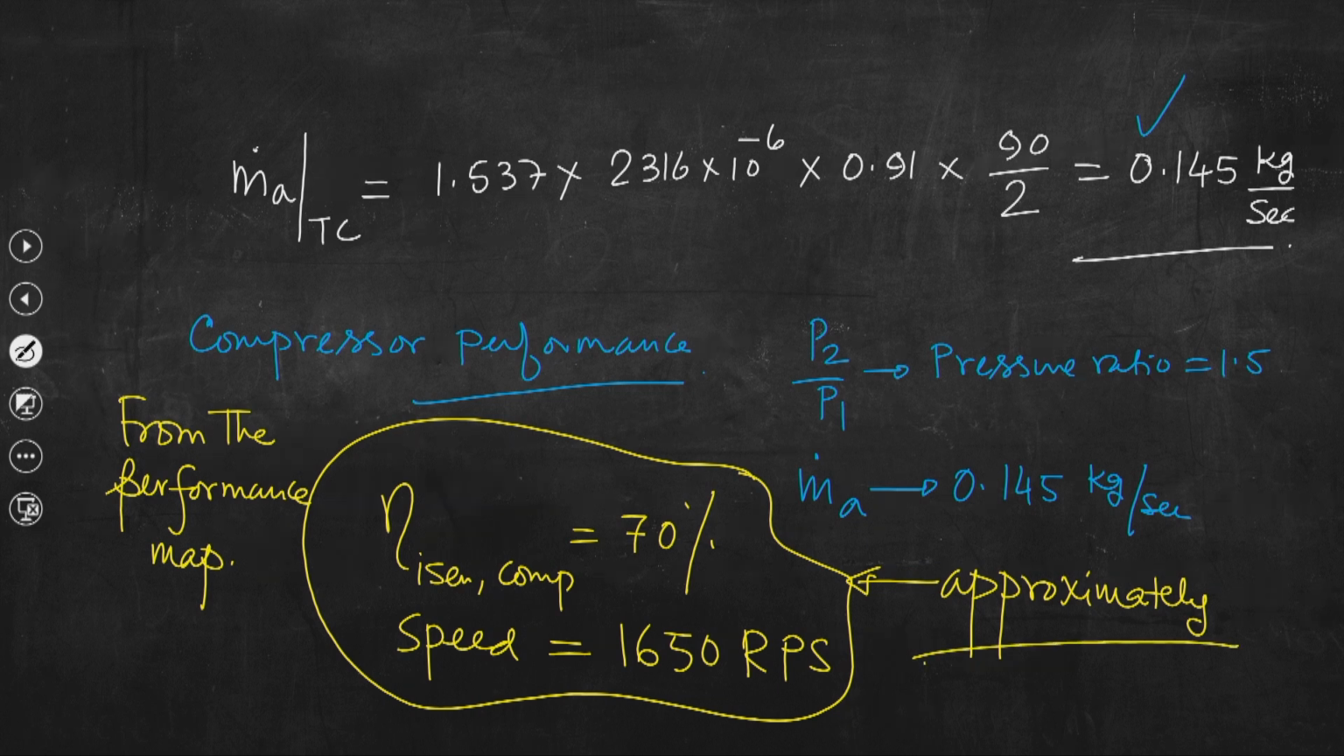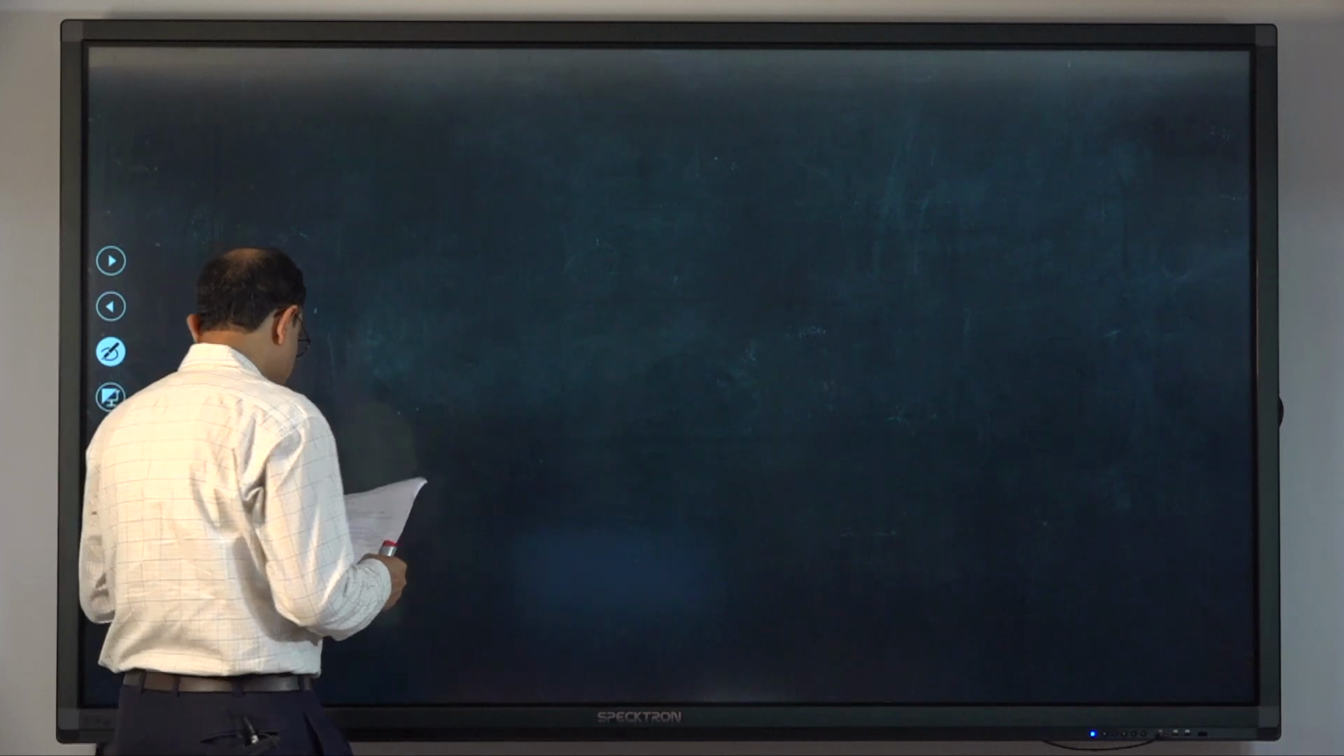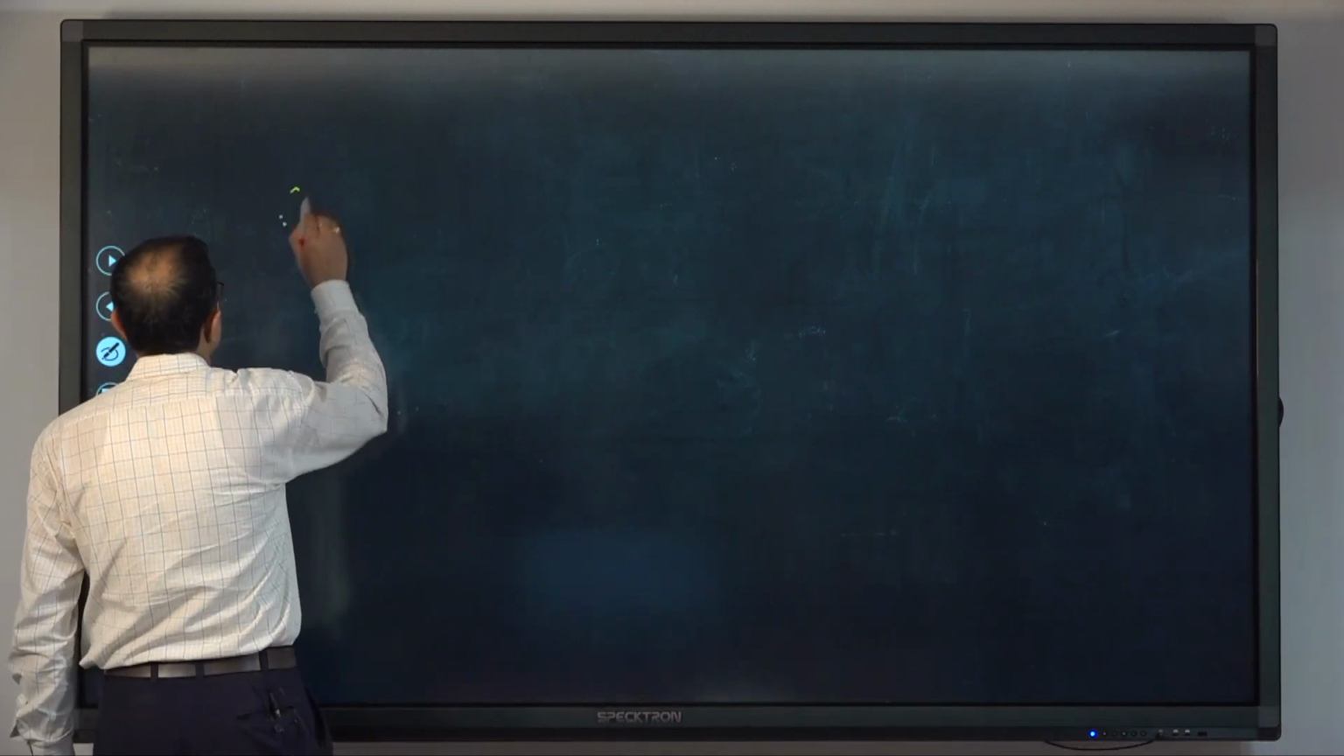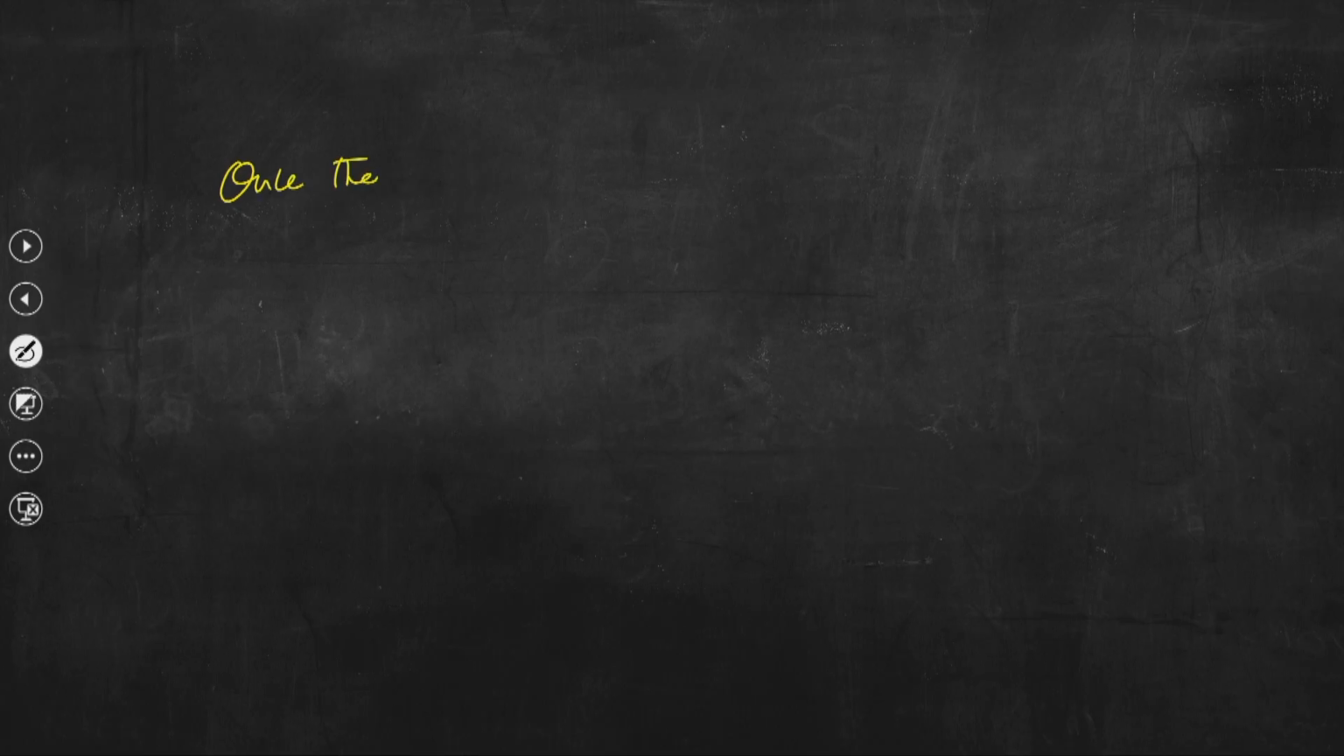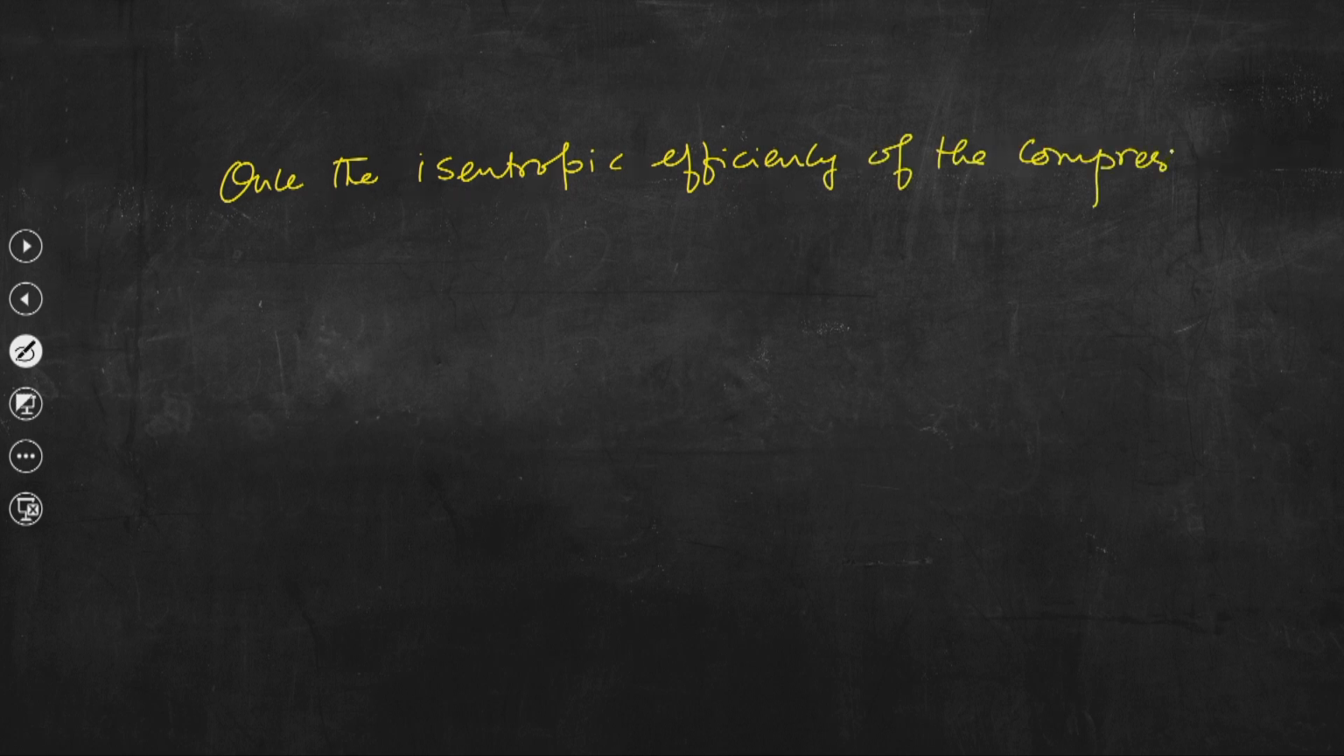Otherwise, you have to use isentropic relations to calculate all this data. Now, having calculated all this, once the isentropic efficiency of the compressor is known, what we can do is use it.